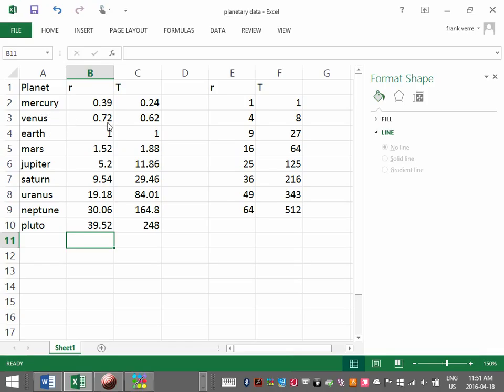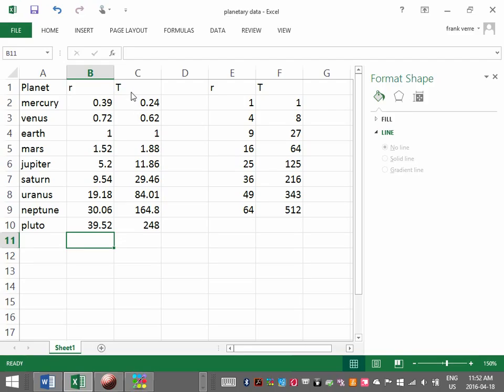Okay. Venus is about 72% of that. Mars is about 1.5 times that distance. Pluto is almost 40 times that distance. Okay. So these are the numbers for the planets. I don't know if you know, Pluto's been demoted. Yeah. My daughter was doing that for a science project.